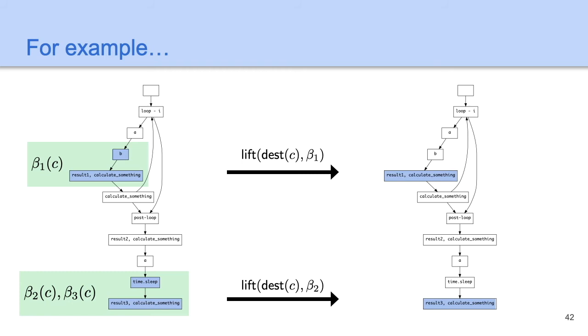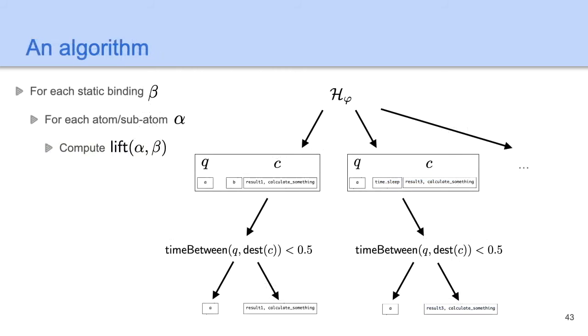So ultimately, by applying this process in generality, from a given static binding, we can break apart the structure of the innermost quantifier free part of a CFTL formula and determine all of the parts of a symbolic control flow graph that are relevant to each part of the innermost quantifier free part. Ultimately, we can summarize this process in terms of an algorithm. For each static binding that we derive, which we call beta, and then for each atom or subatom alpha, we compute the lift function given alpha and beta.